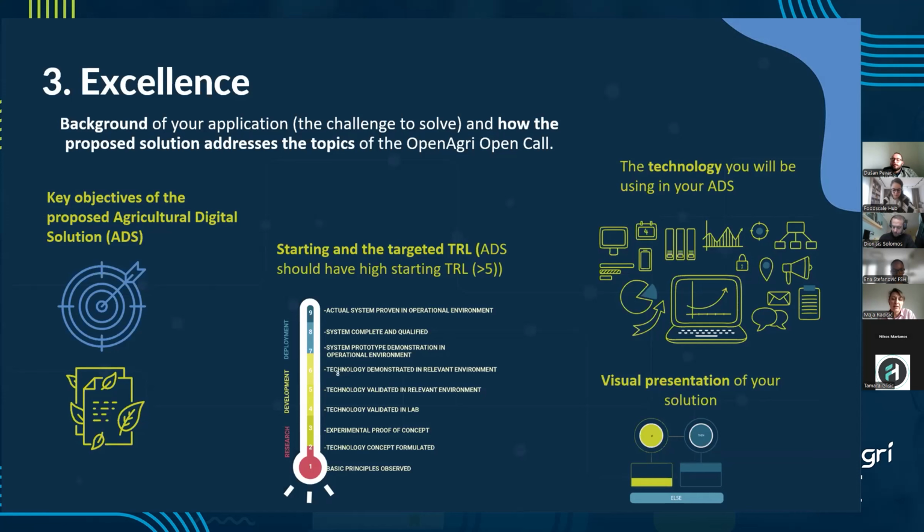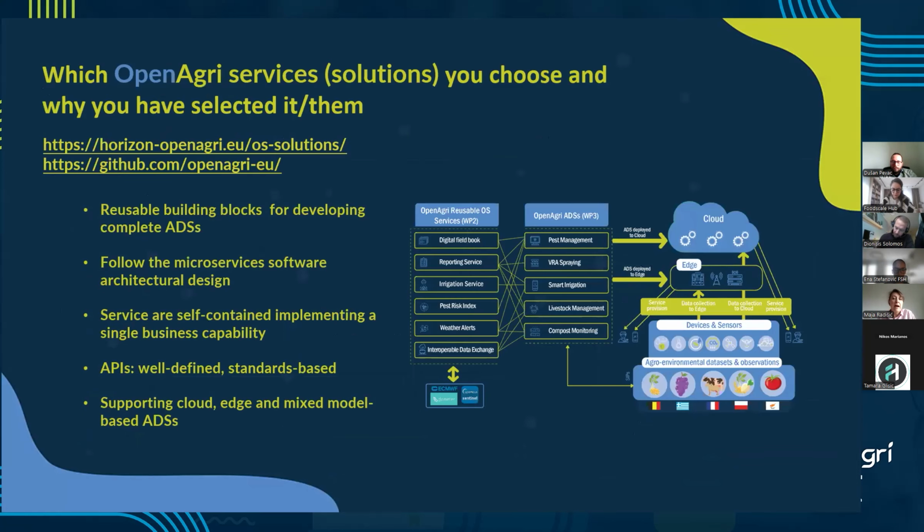As I already said, we are aiming for a high starting TRL, 5 and above. Present the technology that you will be using in your ADS, and please give us a visual presentation of your solution and how you plan to integrate different parts of it.